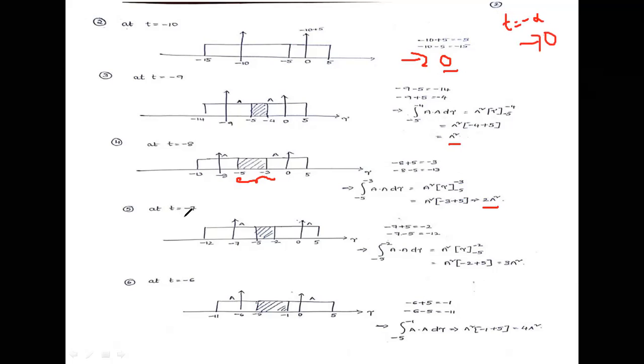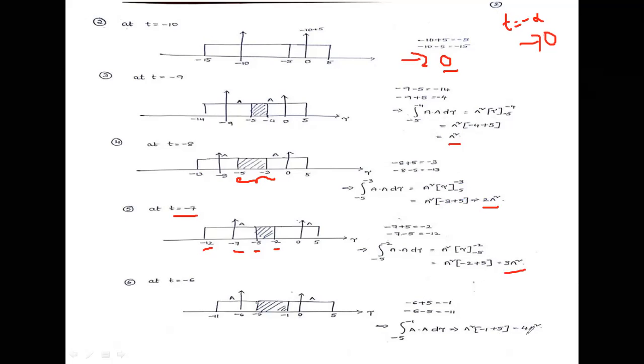Now I am taking minus 7. Again, it is shifted towards the right side. See, minus 5 we already have. Minus 3 becomes minus 2, minus 8 becomes minus 7, minus 13 becomes minus 12. Here also a into a is multiplied, but the limits are from minus 2 to minus 5. So the upper limit is minus 2, and minus of minus 5 is plus 5. 5 minus 2 is 3, so 3a square. And so on.